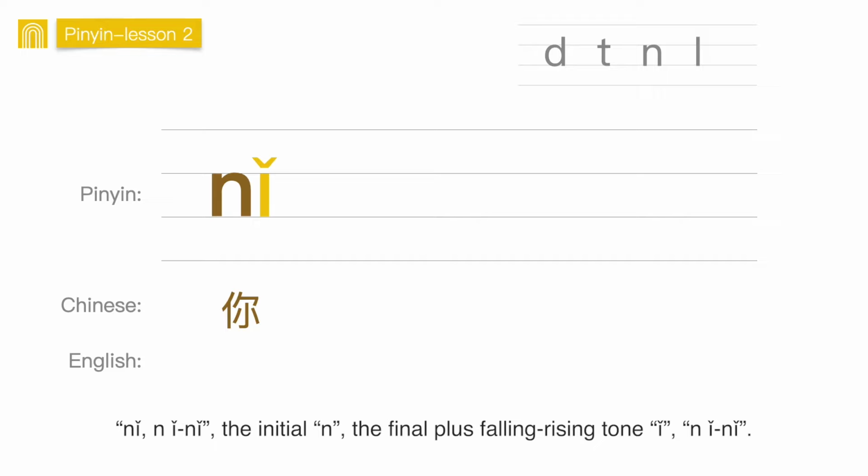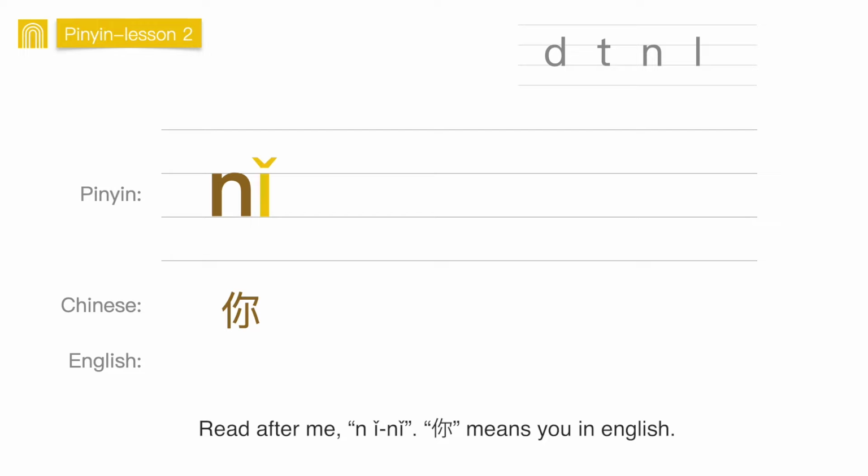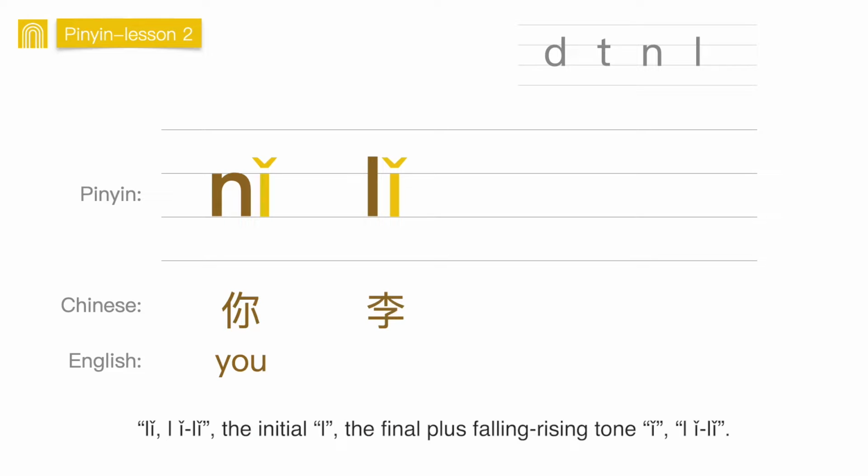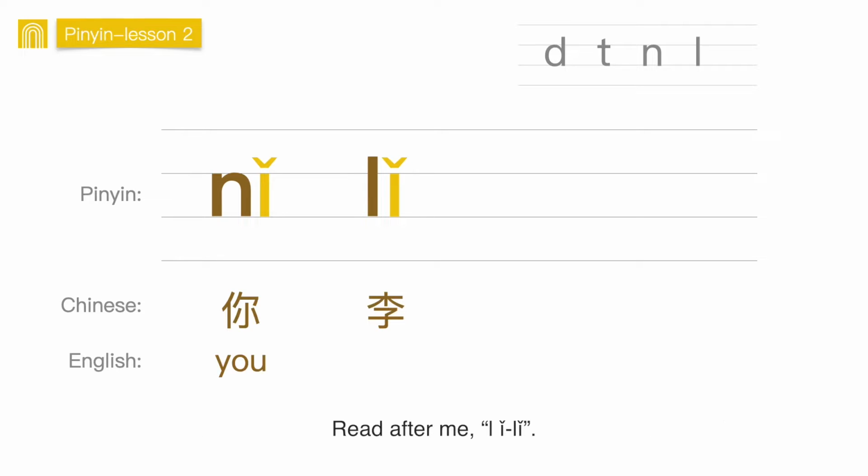N, Yi, Ni. The initial, N. The final plus falling rising tone, Yi. N, Yi, Ni. Read after me. N, Yi, Ni. Ni means you in English. L, Yi, Li. The initial, L. The final plus falling rising tone, Yi. L, Yi, Li. Read after me. L, Yi, Li. Li is a Chinese family name. A famous Chinese kung fu disseminator, Bruce Lee's Chinese family name is Li.